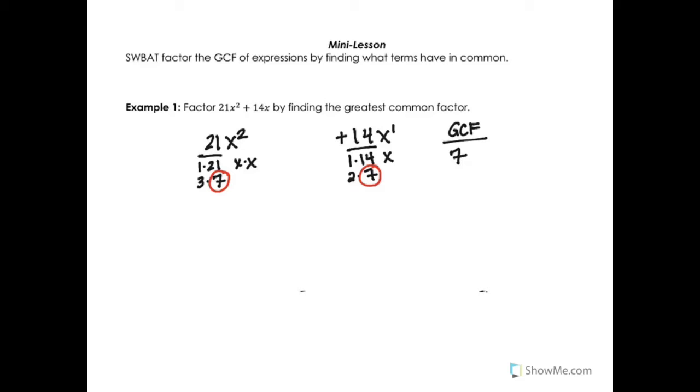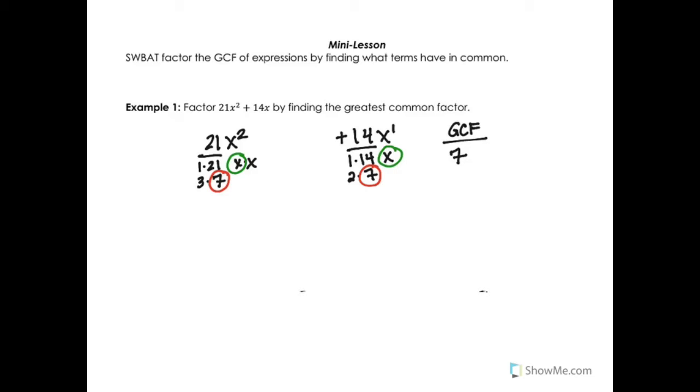However, I'm not done, because I see that both of these terms have variables, and I need to figure out what variable, if any, do they have in common. In this case, I see that they both have x's. So I need to figure out how many x's do they both have in common, and it has to be the same number for both terms. And when I say this, the same number, I mean the same number of x's. So I see that 21x squared has 2 x's, and I see that 14x has 1 x. So the biggest number of x's that I can circle on both of them would just be 1. In other words, I can circle 1x in both of these expressions.